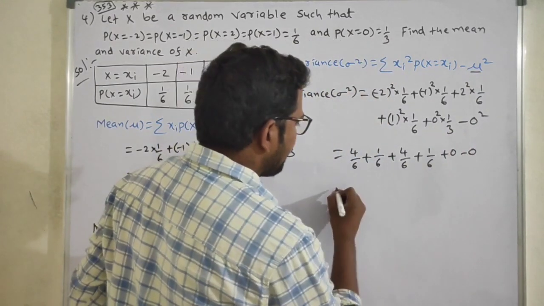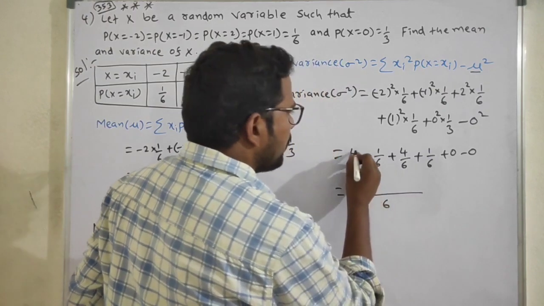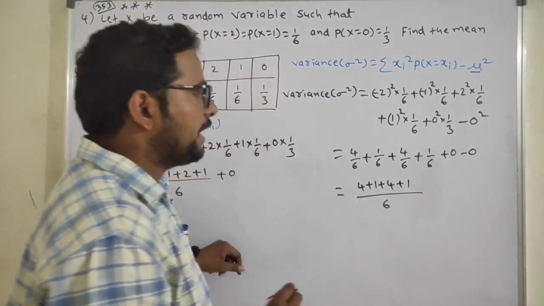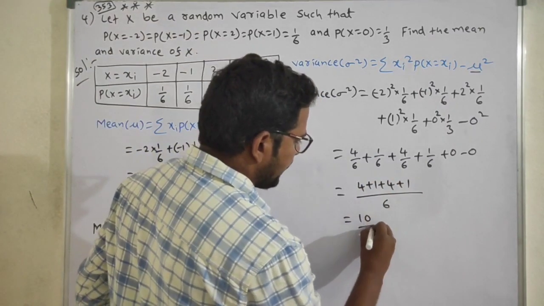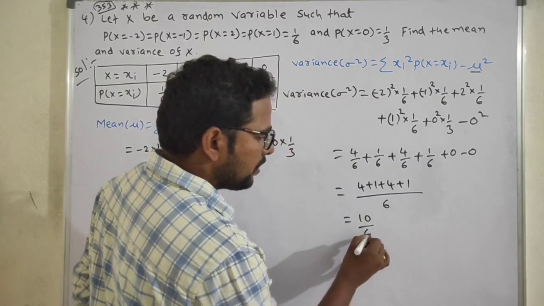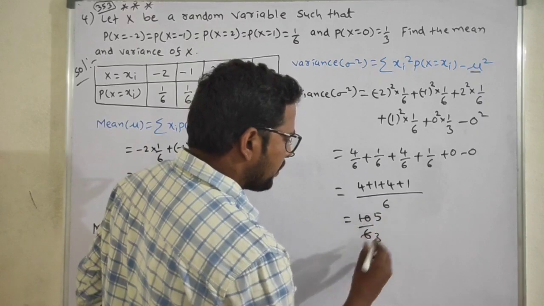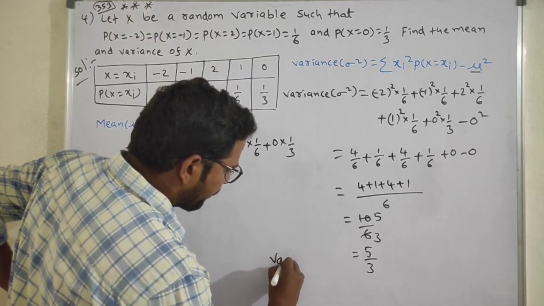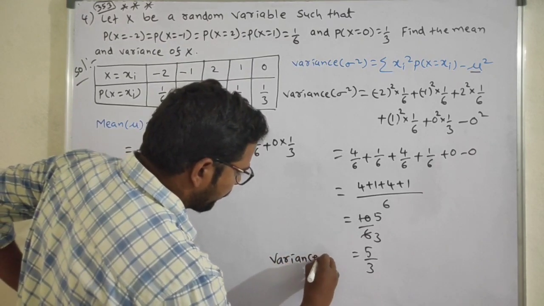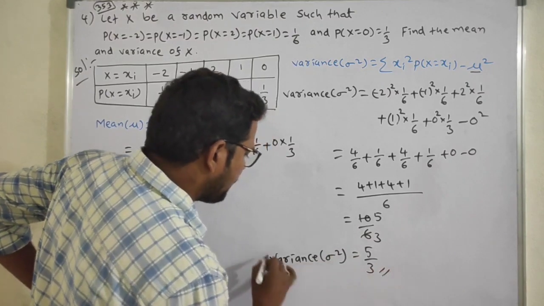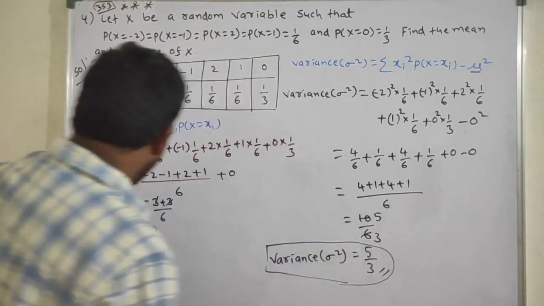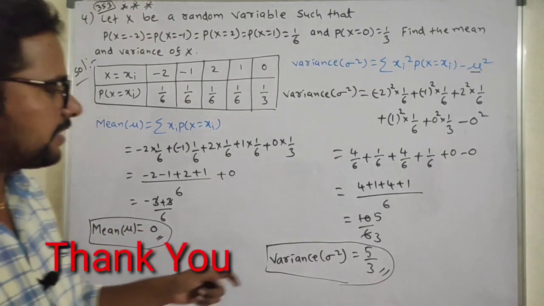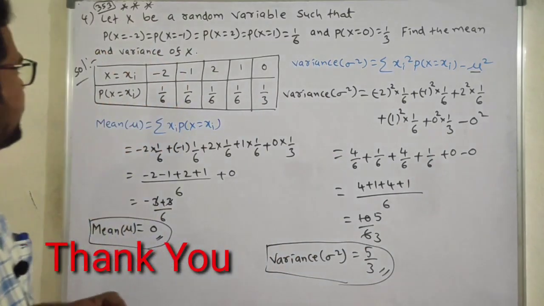So what is the LCM? 6. Take out the 6 LCM: 4 plus 1 plus 4 plus 1. 4 plus 4 is 8, 8 plus 2 is 10. So 10 by 6. Do the cancellation: 2 3s are 6, 2 5s are 10. So 5 by 3. Variance sigma square is equal to 5 by 3. This is the variance, and mean mu is equal to 0. This is the solution of the fourth question.